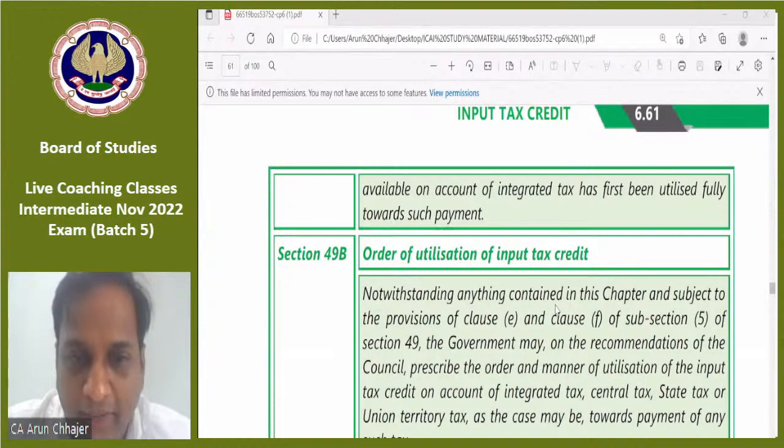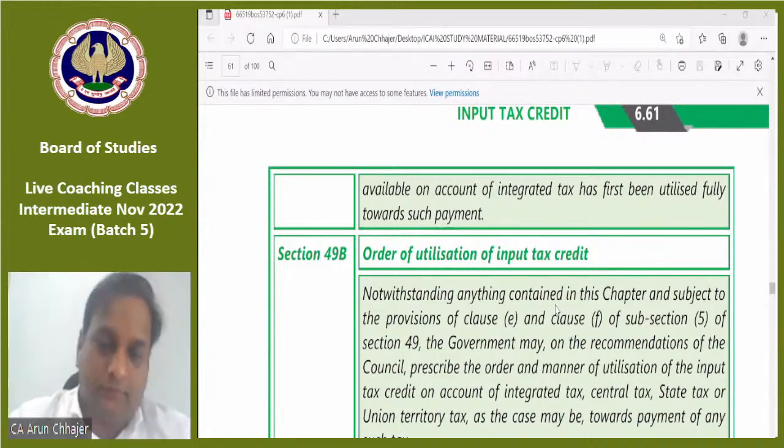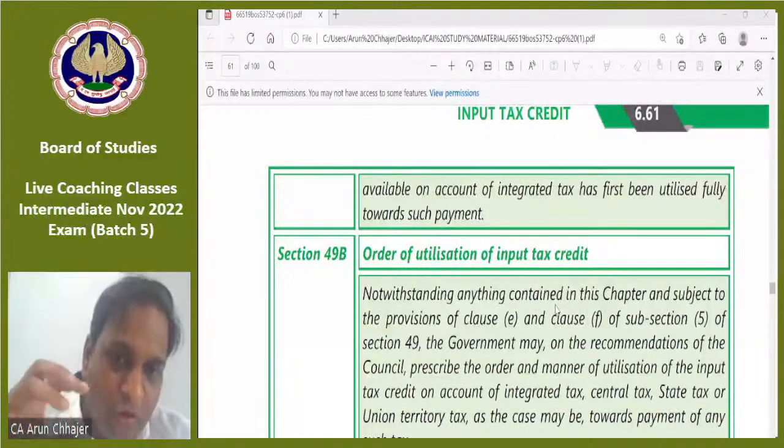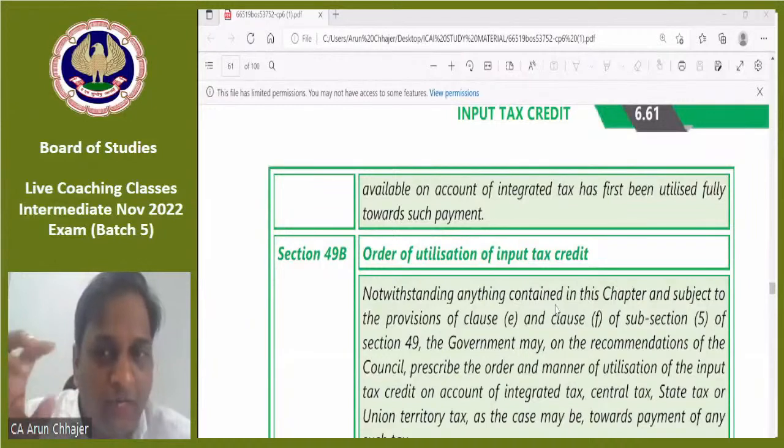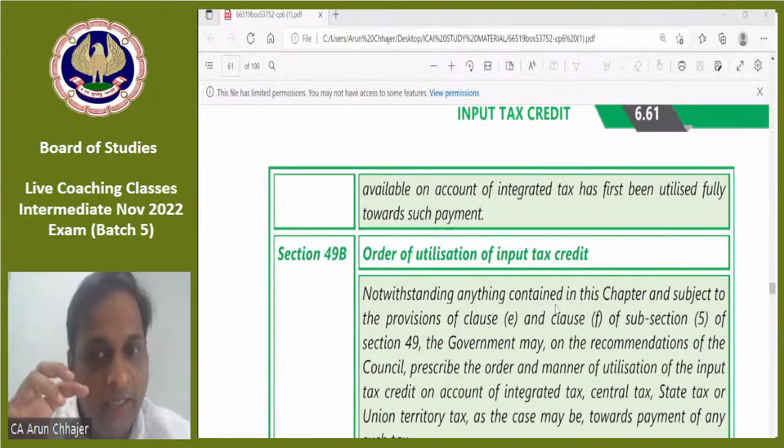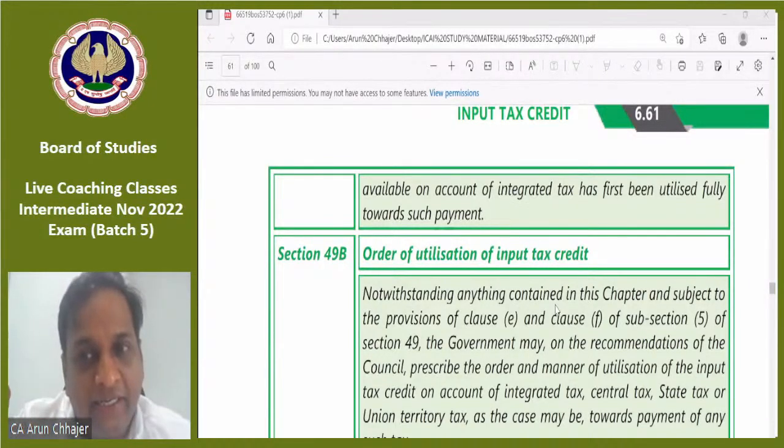Somesh, what is your doubt? Somesh asks: if excess ITC of C or S is used for I liability, and there is excess balance later on, can it be used for C or S?